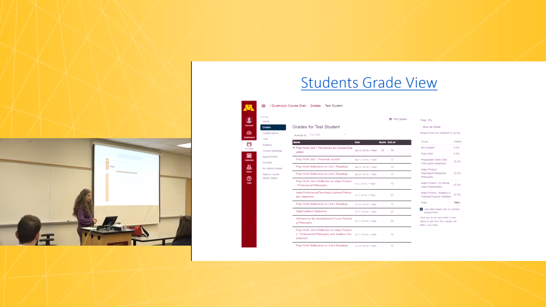This is the student's grade view, and I set up my gradebook kind of nested. This is my graduate class, and I had basically 4 different categories. I had what I called preparatory work, that was a quarter of the grade. I had 3 major assignments that they needed to work on during the semester. One was a teaching professional philosophy. The other one was a class presentation. The other one was a syllabus or training program initiative. And so all their assignments were nested in one of these areas.